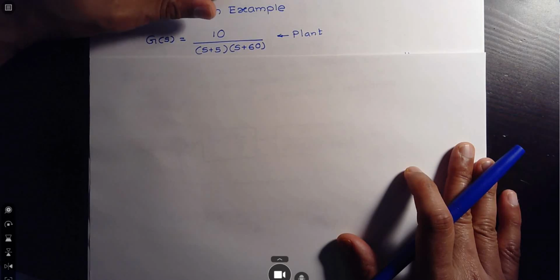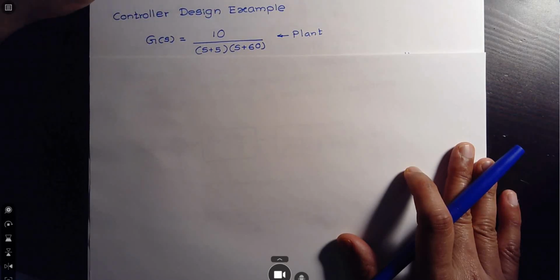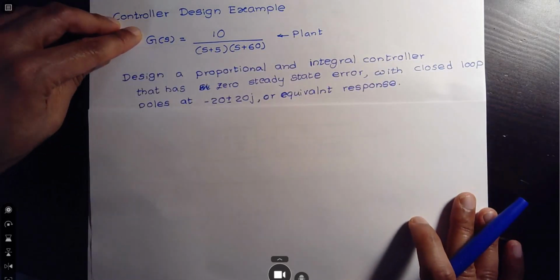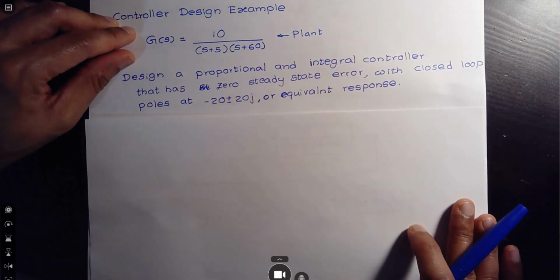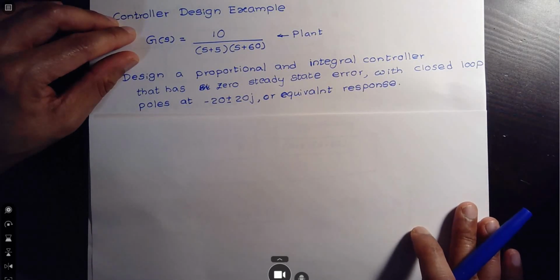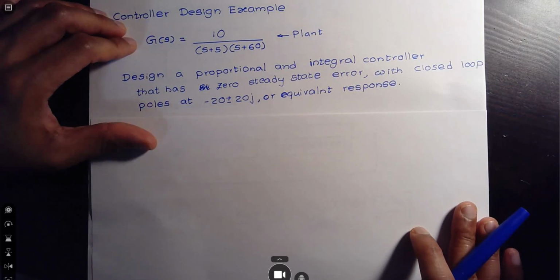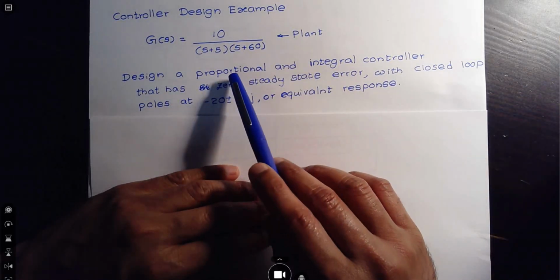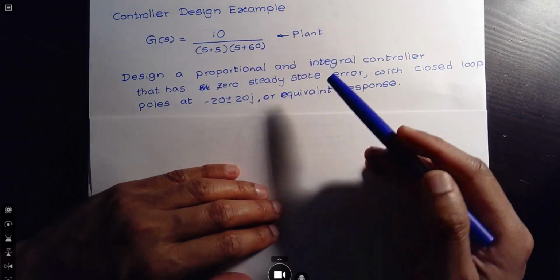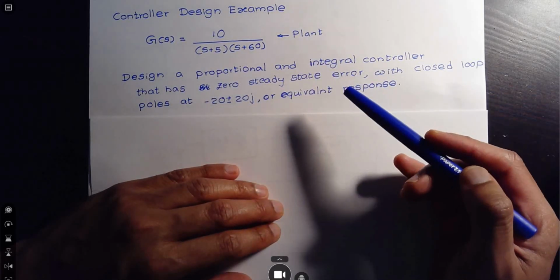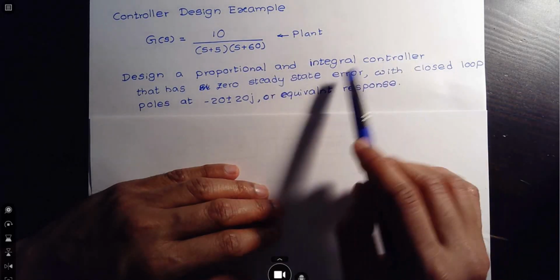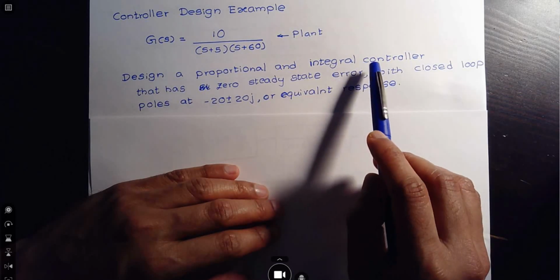Okay, so you're given a plant, and then the next couple of pieces of information you need to know are what kind of controller to design, and what the desired response is. Okay, what's the desired response you expect to see. So here typically, if you want a zero steady state error, you will need to have some form of an integral control, and we will be talking about this down the road.